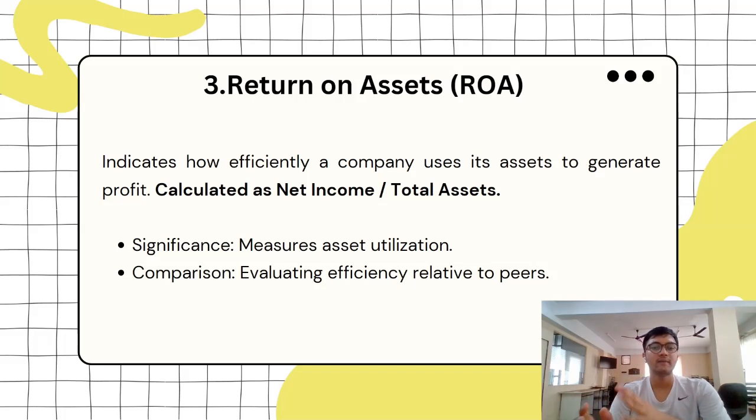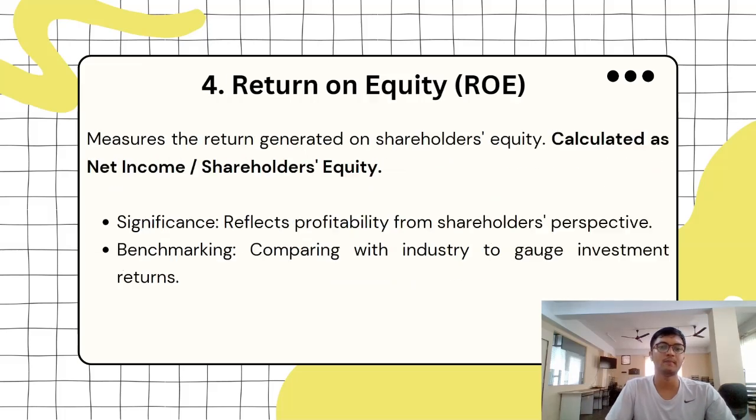At the end of the day, all this income divided by the total assets will help me assess my return on assets. The higher my return on assets, the better, because I'm able to produce more income per unit of asset. That is what this particular ratio is trying to say. It measures asset utilization and helps in evaluating efficiency relative to peers.